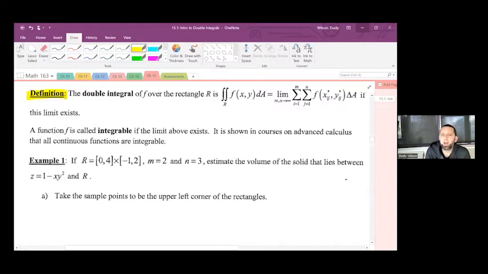The double integral of f over the rectangle R is the double integral over R of f of x y dA, and is equal to the limit as m and n go to infinity of the sum from i equals 1 to m, of the sum from j equals 1 to n, of f of x_ij star comma y_ij star times delta A, if this limit exists. A function f is called integrable if the limit above exists. It is shown in courses on advanced calculus that all continuous functions are integrable.